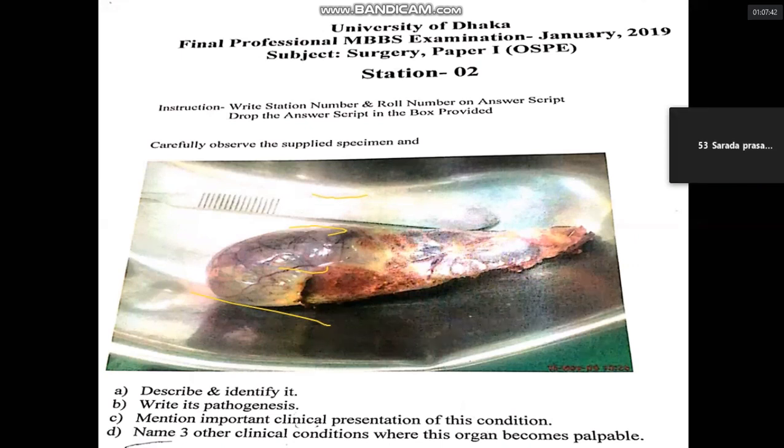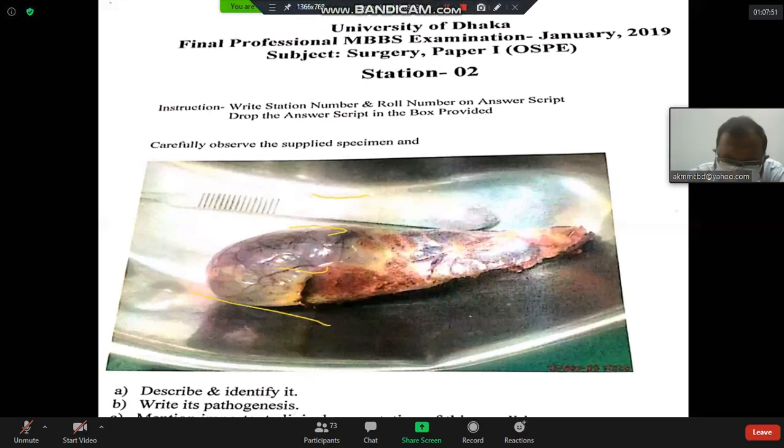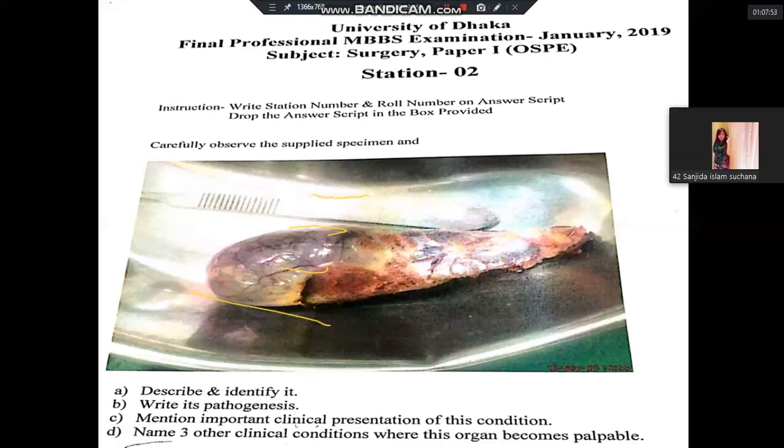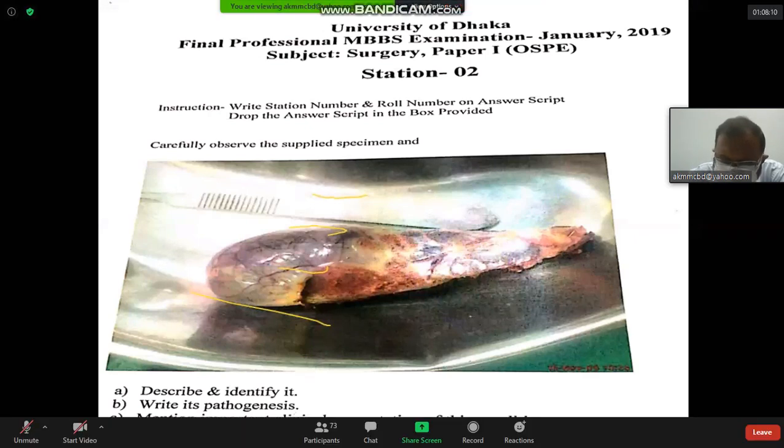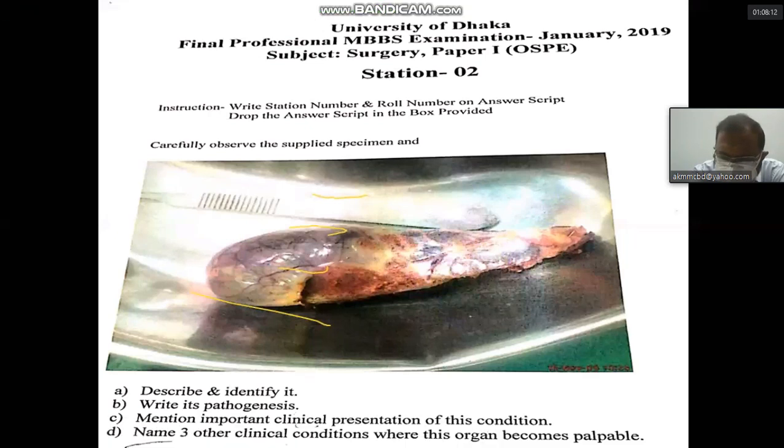Sir, post-typhoid. Any indication of cholecystectomy in case of acute cholecystitis? No, sir. Why? If the patient comes within 48 hours of the onset of acute cholecystitis, then we will go for the operation.